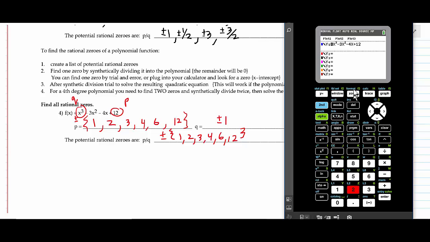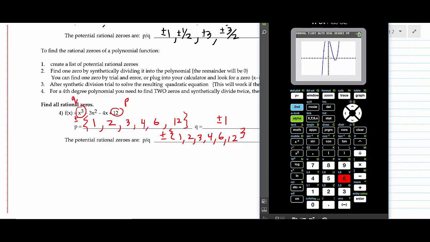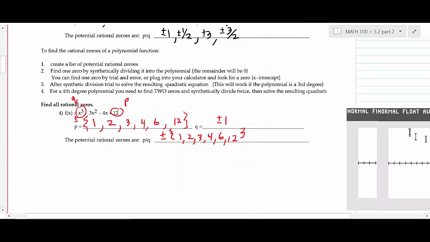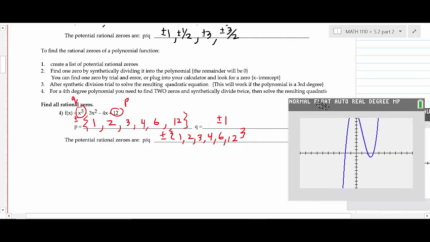Like that, just do a standard window. Just go Zoom 6, and let me show you what happens on this, okay? So the graphing calculator will tell you sometimes what all of the zeros are. Sometimes it'll tell you what maybe one of them is, just to get you started.